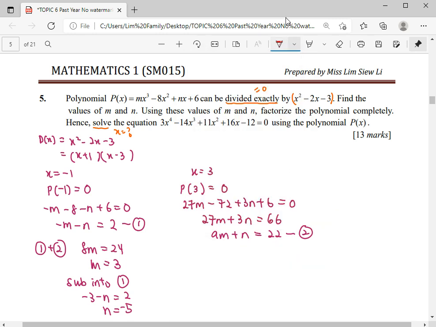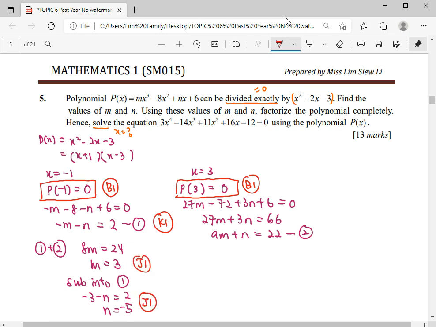Okay, so what is important here is our theorem, the factor theorem. Write the theorem correctly: what value should be substituted and then equals 0. This is the factor theorem, 1 mark. This is also the factor theorem, 1 mark. So the basic concept, then the concept of substitution working to find out our m and n. So jot down your marks.